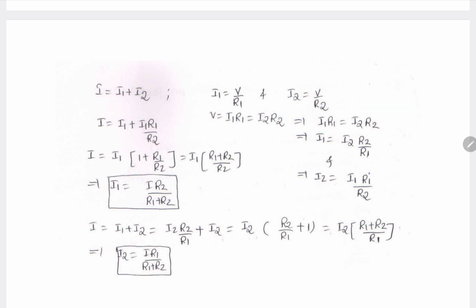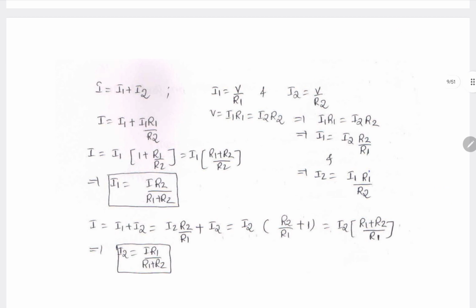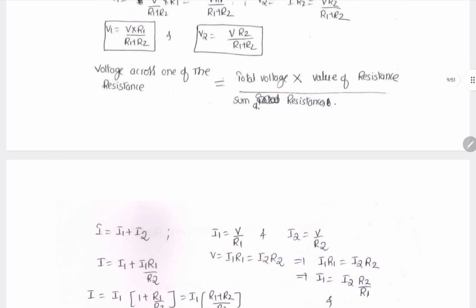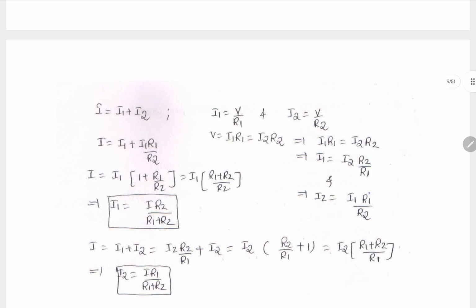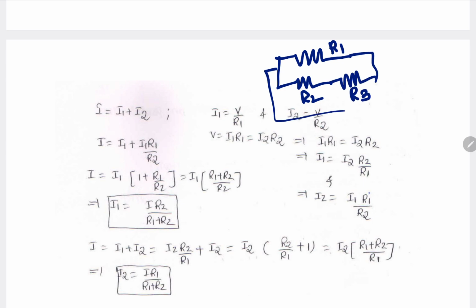Let us see one more case here. Take it like this: this is R1 and this is R2, and one more resistor is there in series with R2, that is R3. And here the power supply voltage is V, and total current I is getting divided into two parts. Again, I am assuming this as I1 and this as I2.